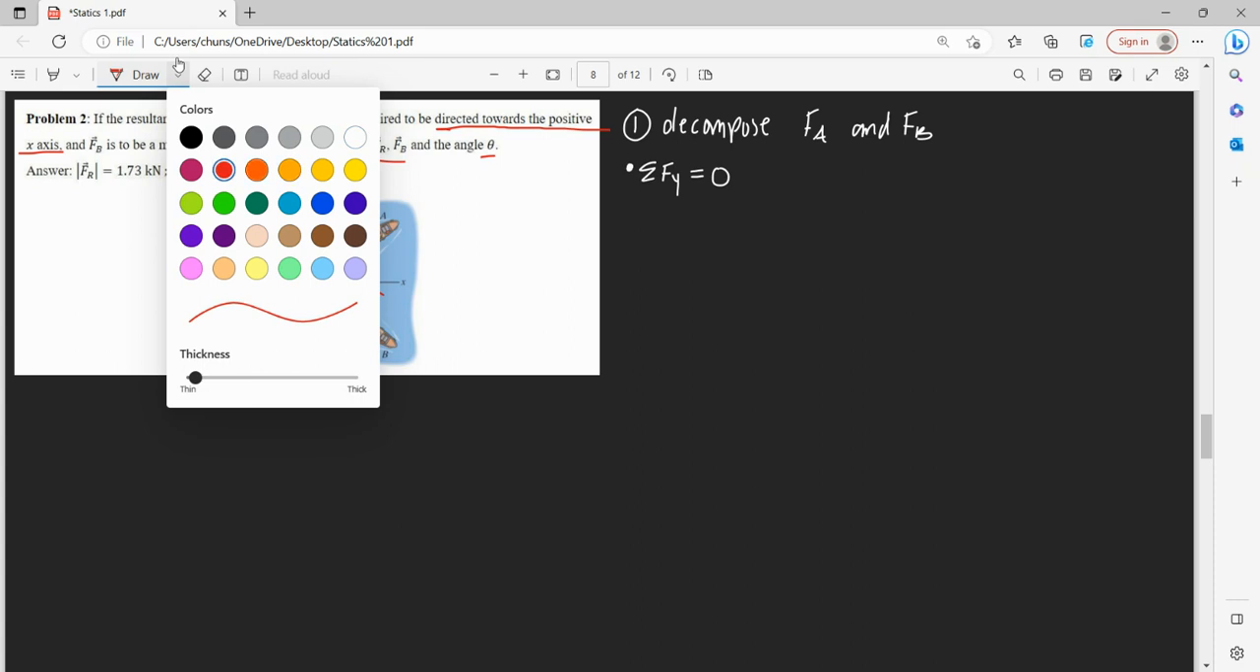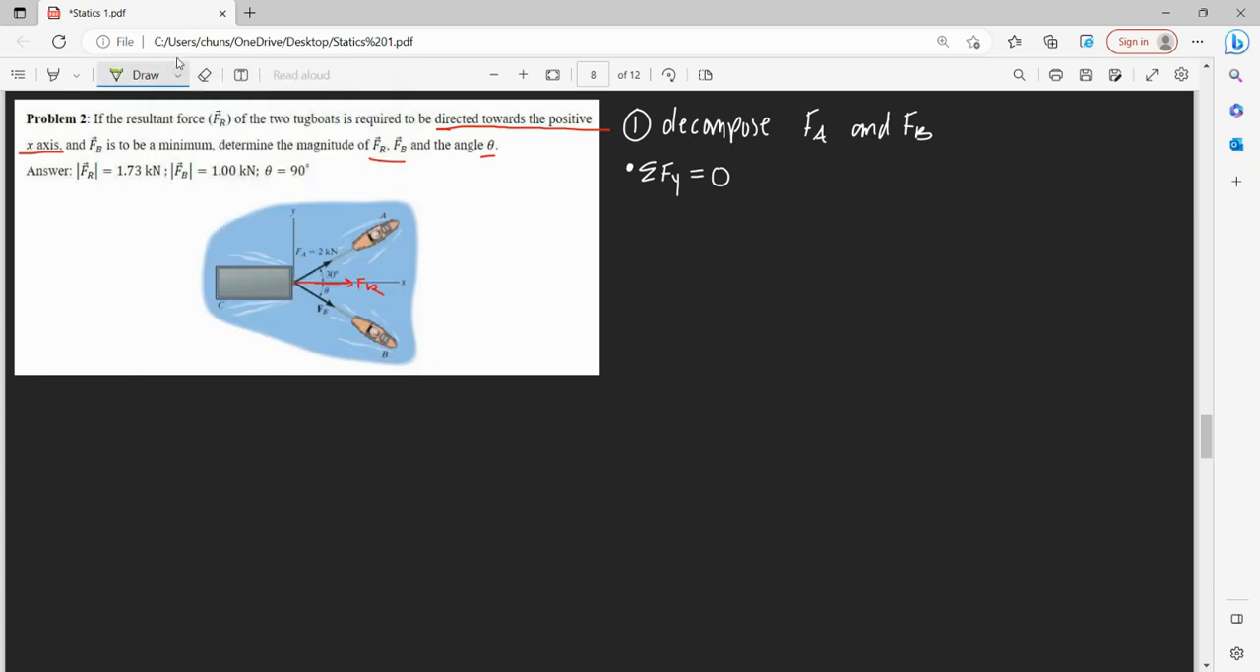So let's start with Fa. It's 2 kilonewtons. Fax equals 2 kilonewtons times cos 30, and Fay equals 2 sine 30.